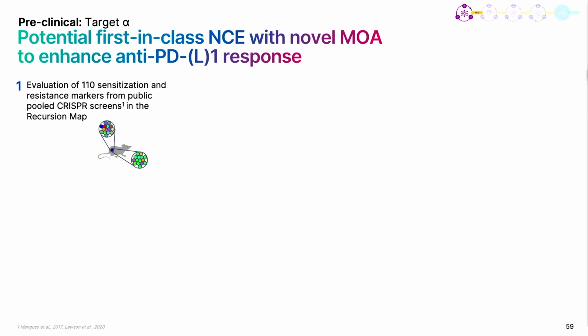So let me tell you how we used our maps to find the starting point for this program. Our oncology team took a couple of very famous papers, Manguso and Lawson, which describe, I think, a couple thousand causal markers of either enhanced or resistance to checkpoint immunotherapy. They pored over them. They narrowed it down to about 110 genes that they were particularly interested in for a number of reasons, including perhaps which ones show nice phenotypes in our maps.